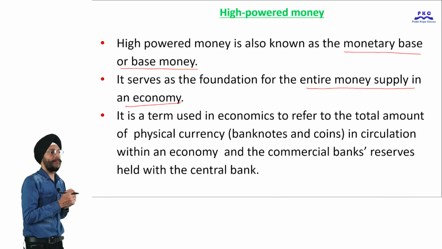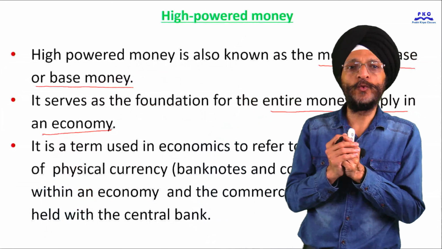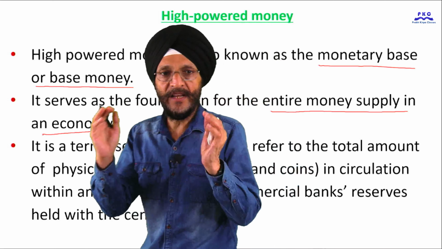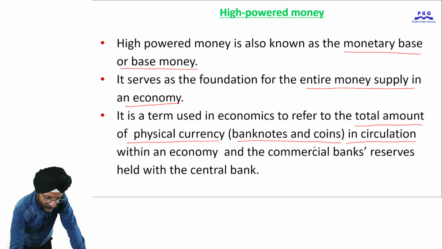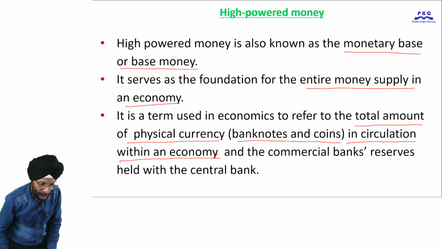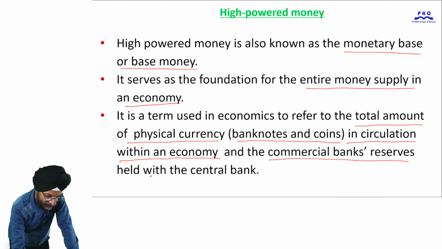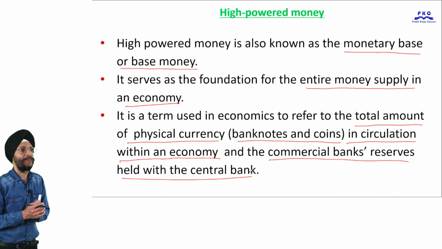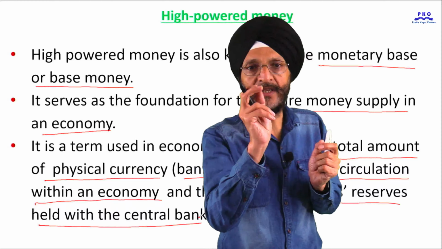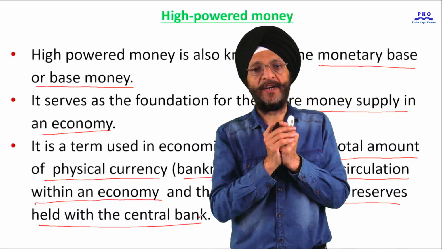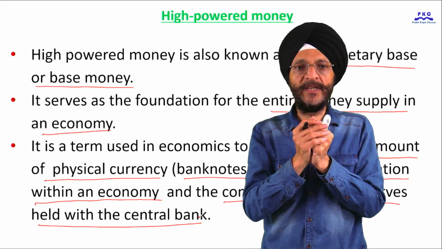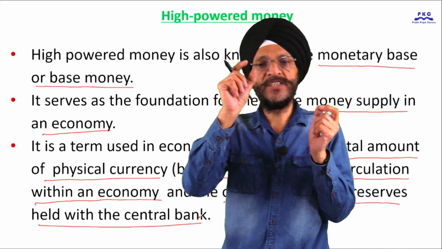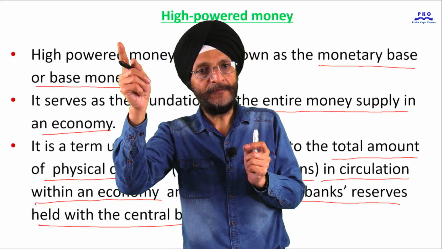Now the meaning of high powered money. It is a term which is used in economics. It refers to the total amount of physical currency, that is banknotes and coins, which are in circulation within an economy, and the commercial bank's reserves held with the central bank. That is, high powered money consists of two components: physical currency in circulation within an economy, and the second part is commercial bank's reserves held at the central bank.